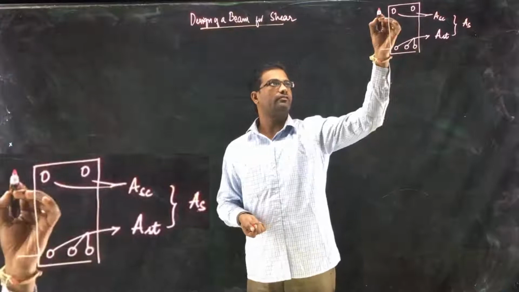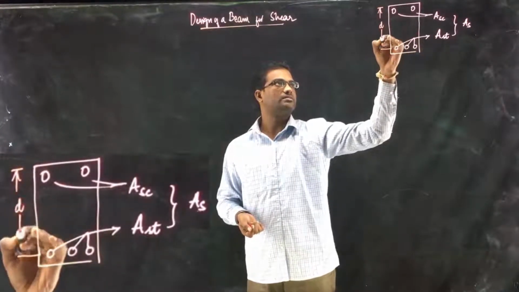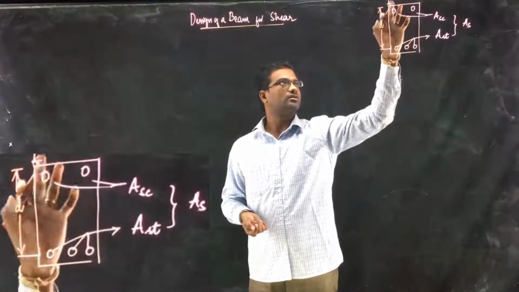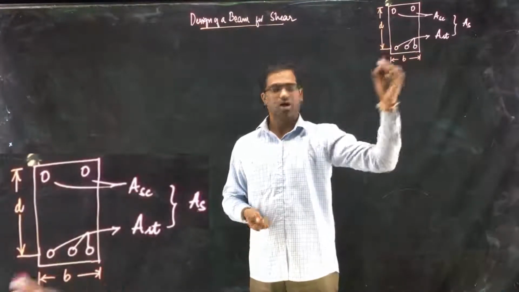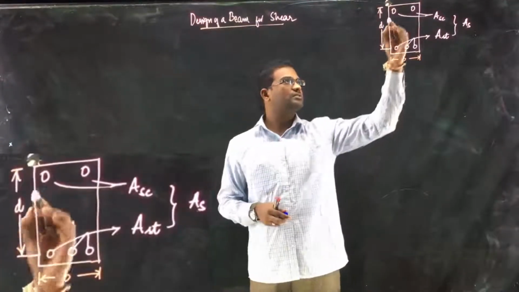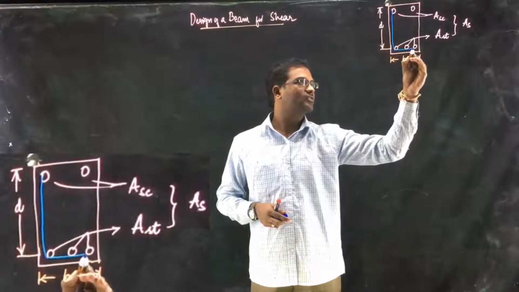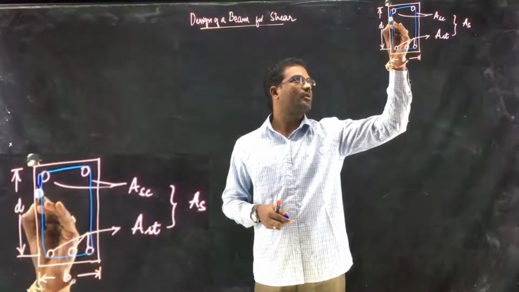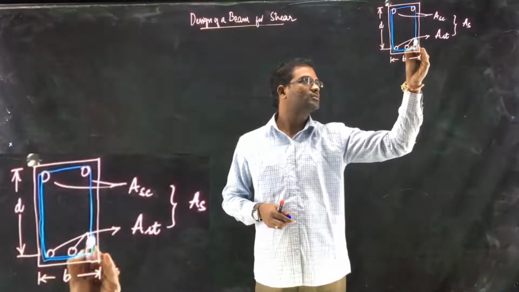From the center of the tensile steel to the top fiber is called the effective depth, small d, and this is called the width b. Now in shear, we never discussed the shear design. Shear is designed as a stirrup, which is provided in this way. These are also called rings, right?